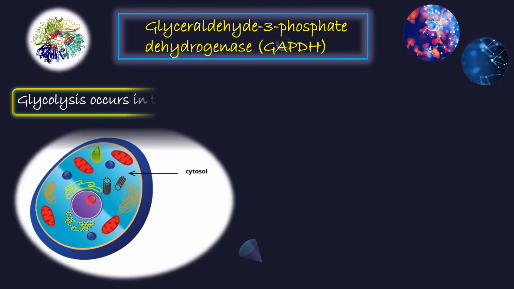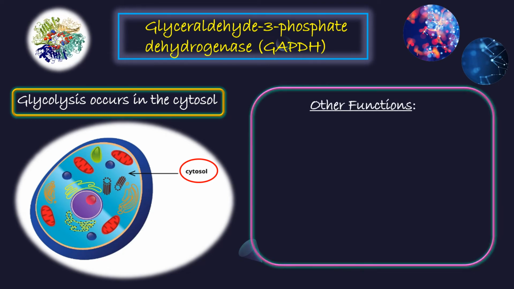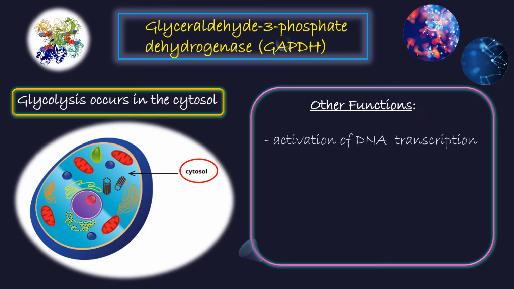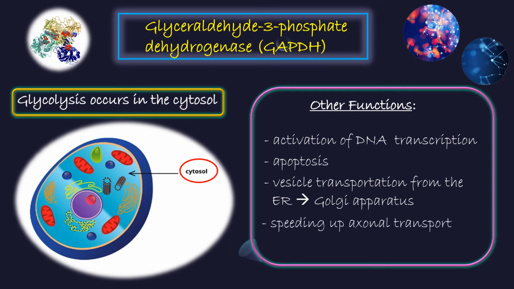Glycolysis occurs in the cytosol or intracellular fluid found inside eukaryotic cells. This enzyme also performs other non-metabolic functions such as the activation of DNA transcription or apoptosis, where the cell literally commits suicide, in vesicle transportation from the ER or endoplasmic reticulum to the Golgi apparatus, and speeding up exonotransport. Because of its multiple functions, this protein moves between the cytosol and the nucleus of the cell.